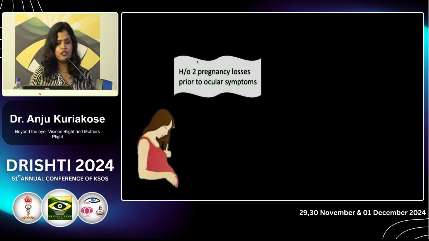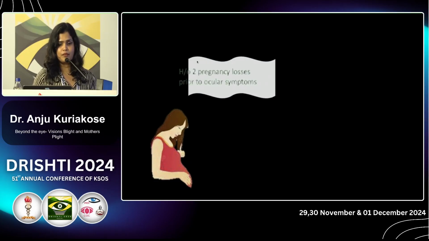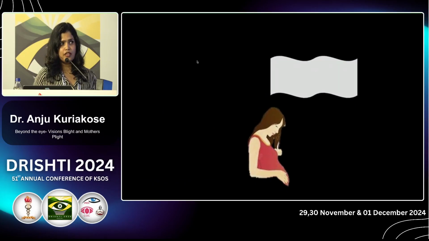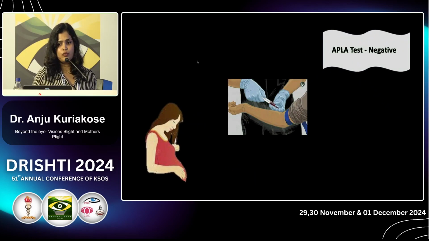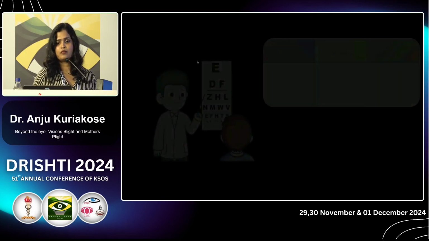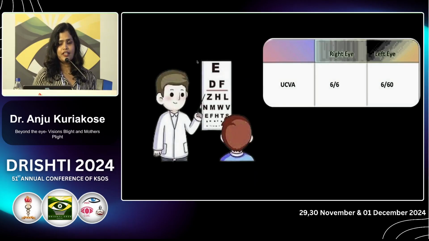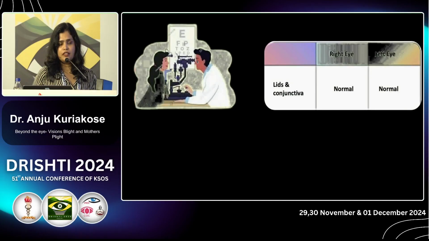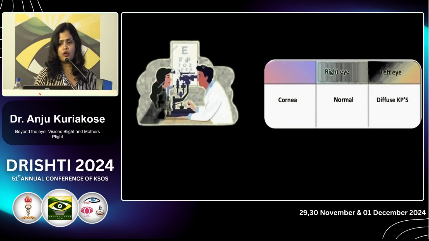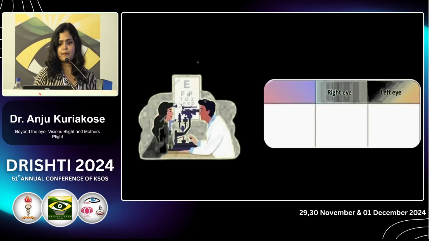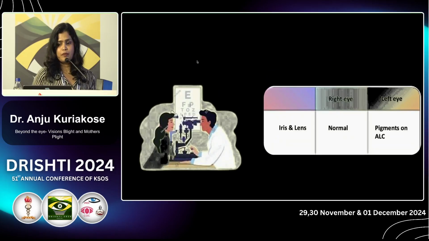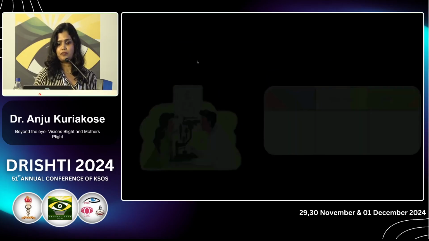On further questioning, she gave a history of 2 pregnancy losses prior to the development of this ocular symptom. One was a first trimester loss and the next was a mid-trimester loss, for which she was evaluated by the obstetrician, and APLA was negative. On examination, vision was 6/6 in the right eye and 6/60 in the left eye. Lids and adnexa were normal. Cornea showed diffuse KPs in the left eye. Anterior segment showed 2+ cells, and iris and lens pigments were noted on the anterior lens capsule.